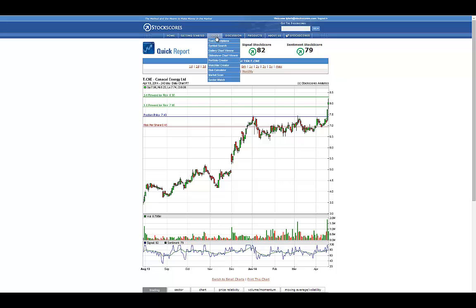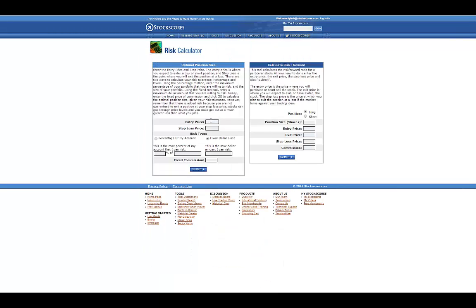Now, if you go into the tools area, and you have to be a member of Stockscores to do this particular function, to draw the lines on the Stockscores charts, that's free for anyone to use. But to use the risk calculator, you need to be a member of Stockscores. And here I can go in and also enter in some of that information. So I can put in an entry price of $7.40, a stop loss price of $6.95, and say that I want to risk up to $500 on any one trade with $10 in commissions.